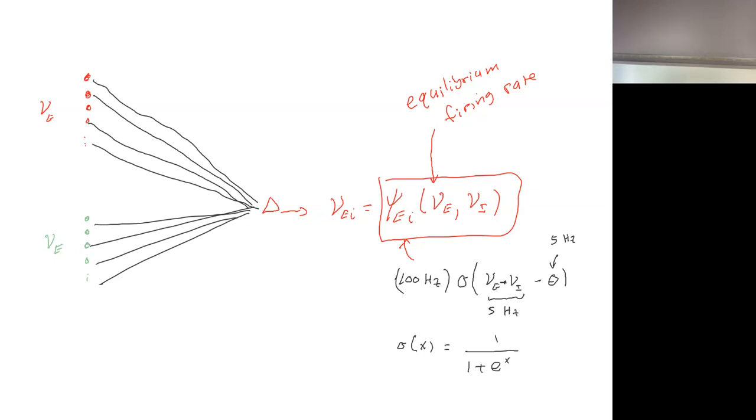Now, this, remember, is an equilibrium firing rate. And so we're going to add dynamics. It's kind of a hacky way to do it, but we're just going to say, okay, tau_E d nu_E/I / dt equals psi_E/I of (nu_E, nu_I) minus nu_E/I.